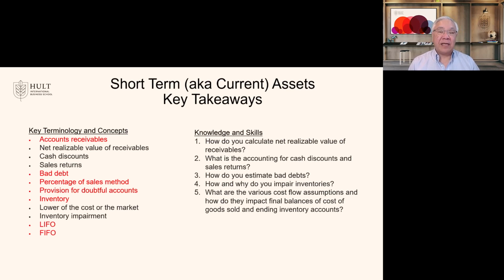How do you calculate net realizable value for receivables? What is the accounting for cash discounts and sales returns? How do I estimate bad debts? How and why do you impair inventories? And what are the various cost flow assumptions? And how do they impact the final balances of cost of goods sold and ending inventory accounts?